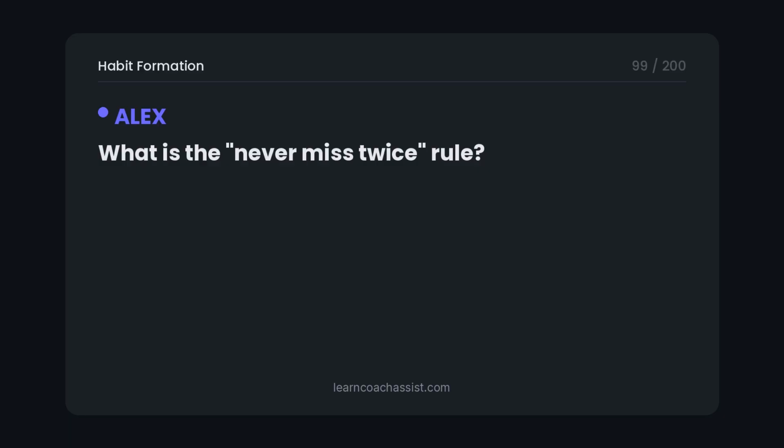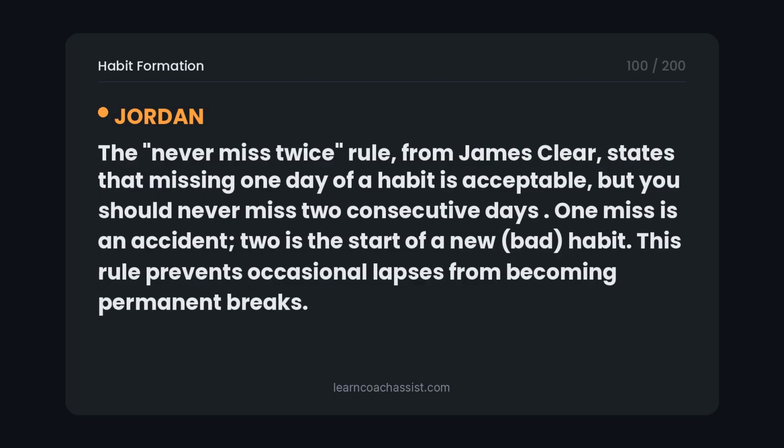What is the never miss twice rule? The never miss twice rule, from James Clear, states that missing 1 day of a habit is acceptable, but you should never miss 2 consecutive days. 1 miss is an accident. 2 is the start of a new bad habit. This rule prevents occasional lapses from becoming permanent breaks.